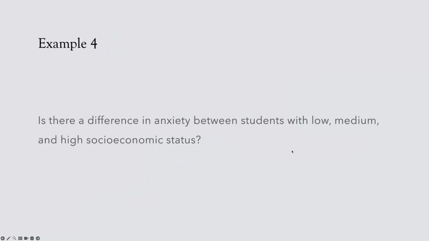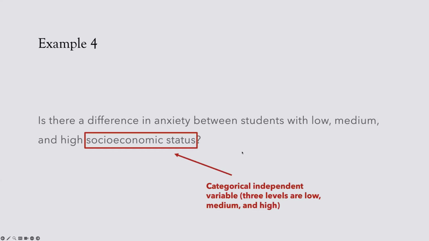Last example, is there a difference in anxiety between students with low, medium, and high socioeconomic status? So again, we're really focusing on categorical variables that have 2 levels. We might get further than that. We'll just see how the semester goes. But our first variable that I want to point out is socioeconomic status. So we have a categorical independent variable of socioeconomic status, and we cannot manipulate that. So this is a non-manipulated independent variable. But we have the 3 levels here, so low, medium, and high.